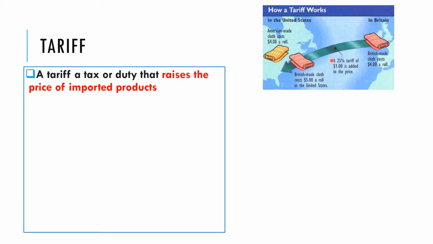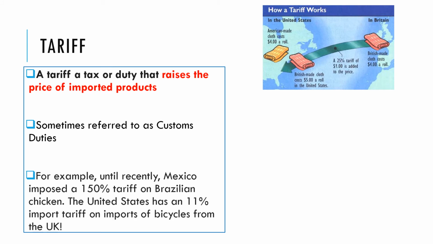And if here they added on a tariff of 25%, that would mean an extra 25% is added to the price, which is $1. So British made cloth would now cost $5 in the United States. So there, the consumer would have a clear decision that they would rather choose the American domestic cloth than the foreign import. These taxes are sometimes referred to as customs duties. And here's a couple of examples. So Mexico imposed a 150% tariff on Brazilian chicken, and the United States, believe it or not, has an 11% import tariff on bicycles from the UK.